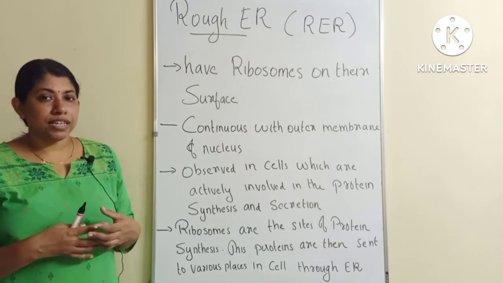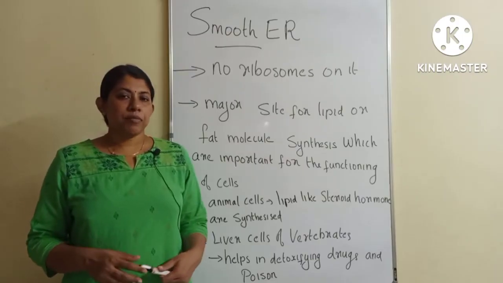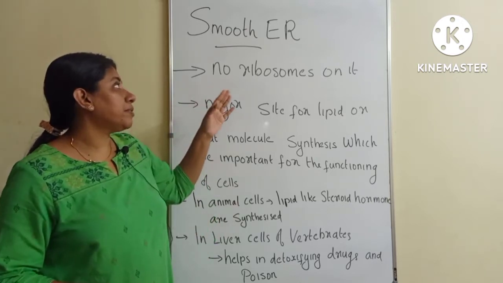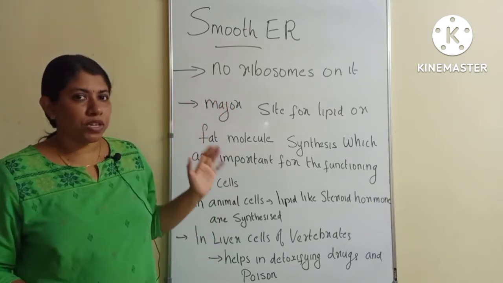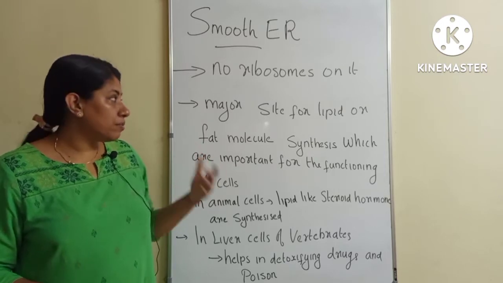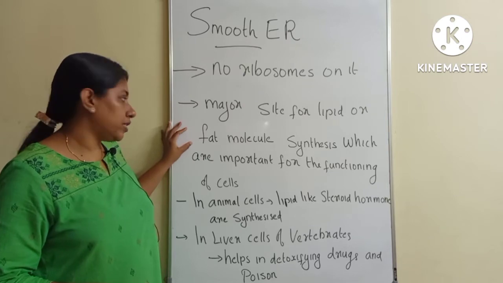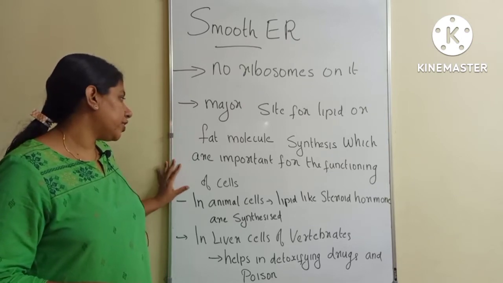I hope things are clear. Now we are going to discuss smooth endoplasmic reticulum. As I have already said, smooth endoplasmic reticulum does not have ribosomes on it. Therefore, the surface appears smooth, and it is a major site for lipid or fat molecule synthesis, which are important for the functioning of the cell.